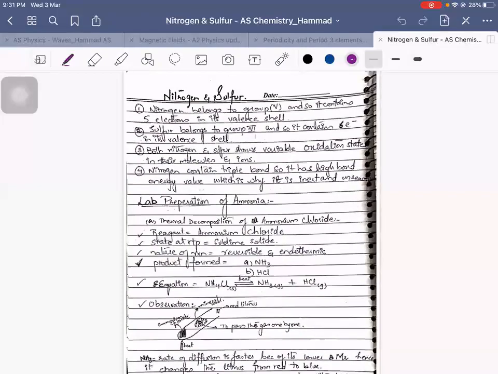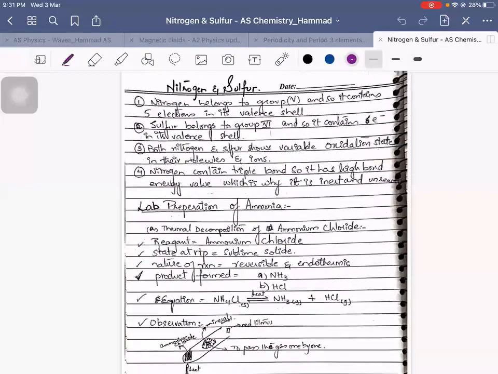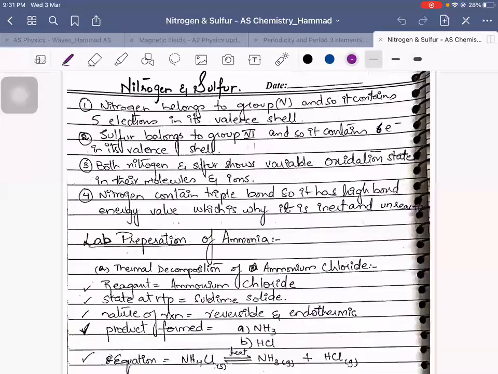Moving forward, nitrogen and sulfur. Nitrogen belongs to group 5, and so it contains 5 electrons in its valence shell. Sulfur belongs to group 6, so it contains 6 electrons in its valence shell. Both show variable oxidation state in their molecules and ions. Nitrogen contains triple bonds, so it has high bond energy values, which is why it is inert and unreactive.